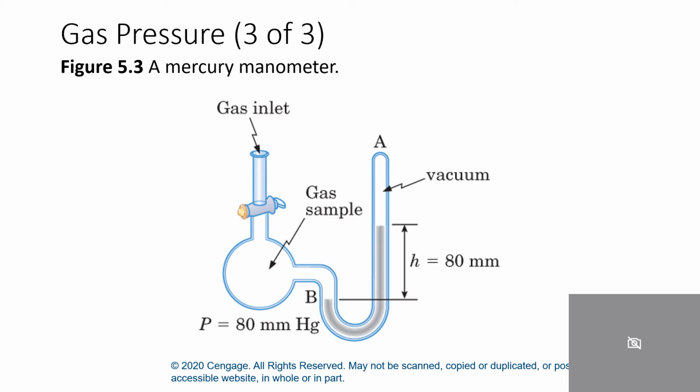And so that can correlate with, as we learned, 1 atmosphere of pressure equals 760 millimeters of mercury, or 1 atmospheric pressure equals 760 torr. So these values are important. So let's go on to the next slide.